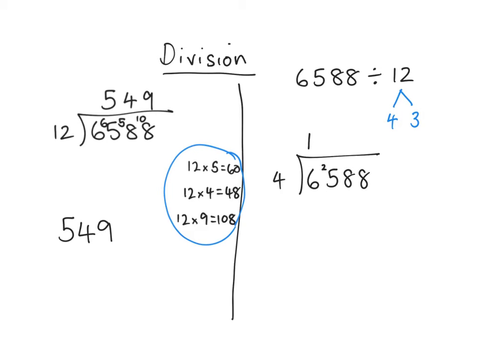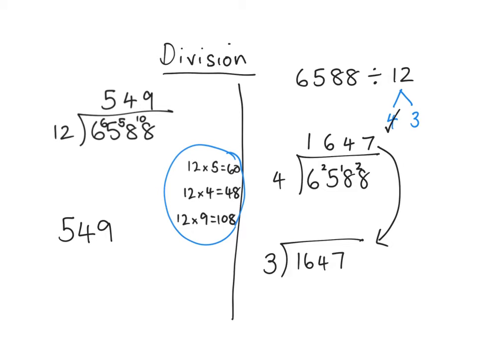How many 4s fit into 25? 6 with 1 left over. How many 4s fit into 18? 4 with 2 left over. And how many 4s fit into 28? 7. Now we've divided by the factor of 4, so we take our answer and we divide by the other factor, the 3.